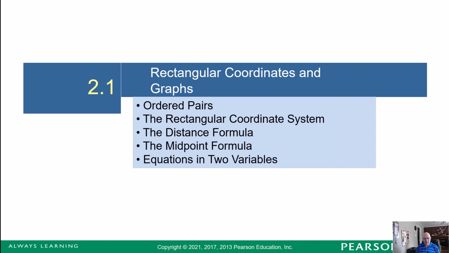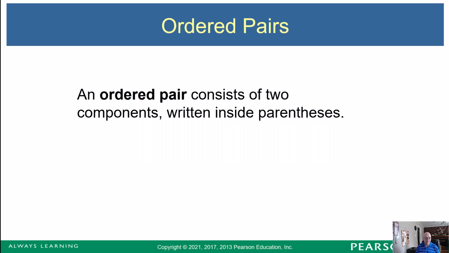There's the list again. Sorry, I have it there twice. The ordered pair has 2 components. It does make a difference which one's first and which one's second, of course. And they're written inside parentheses.